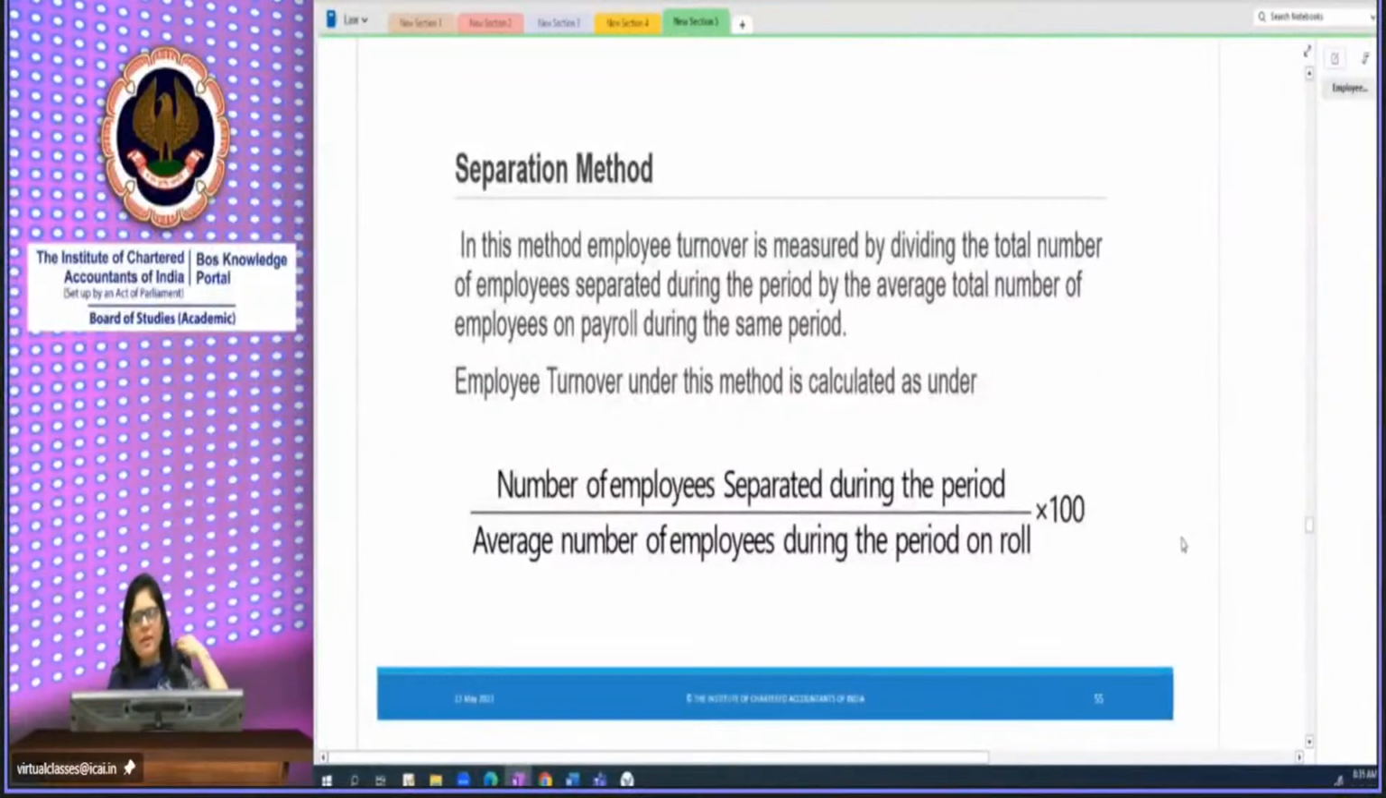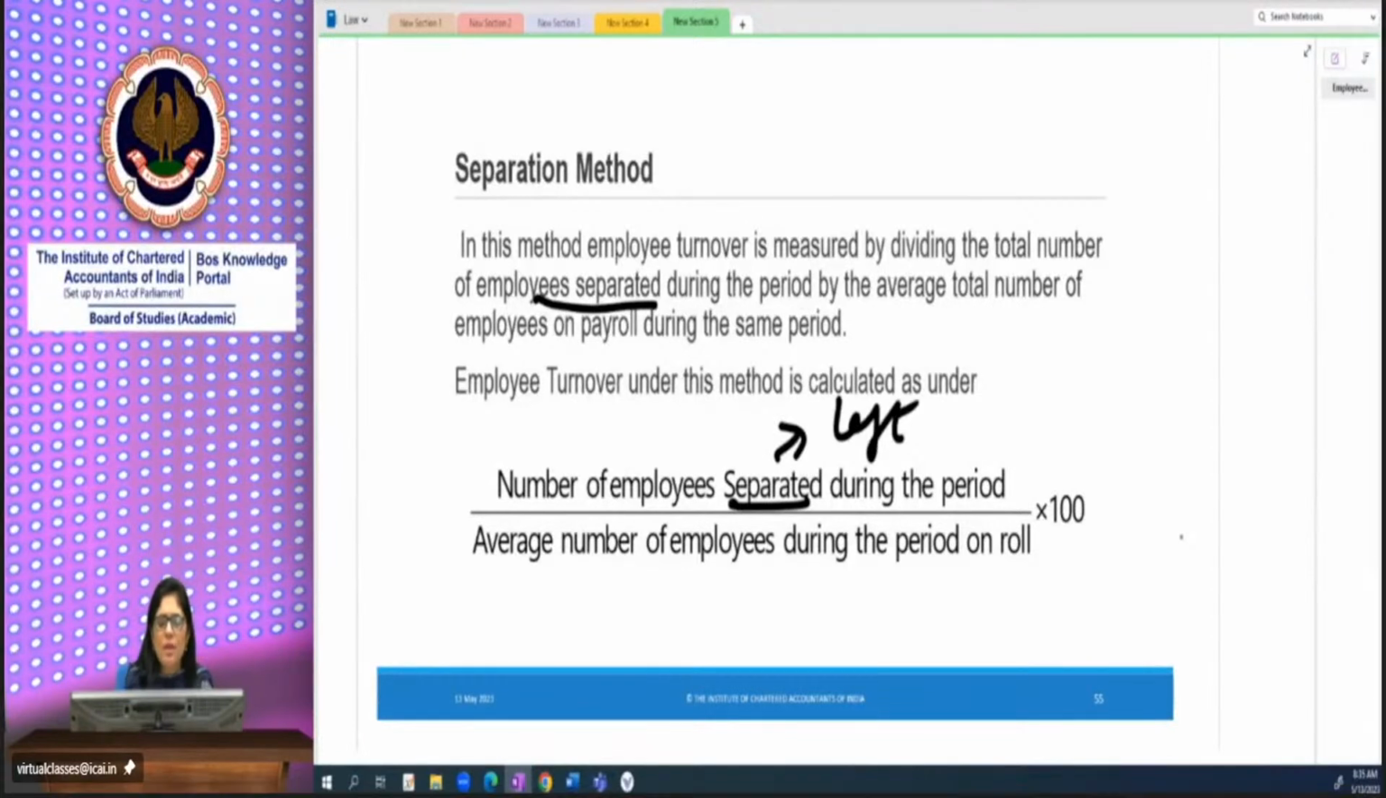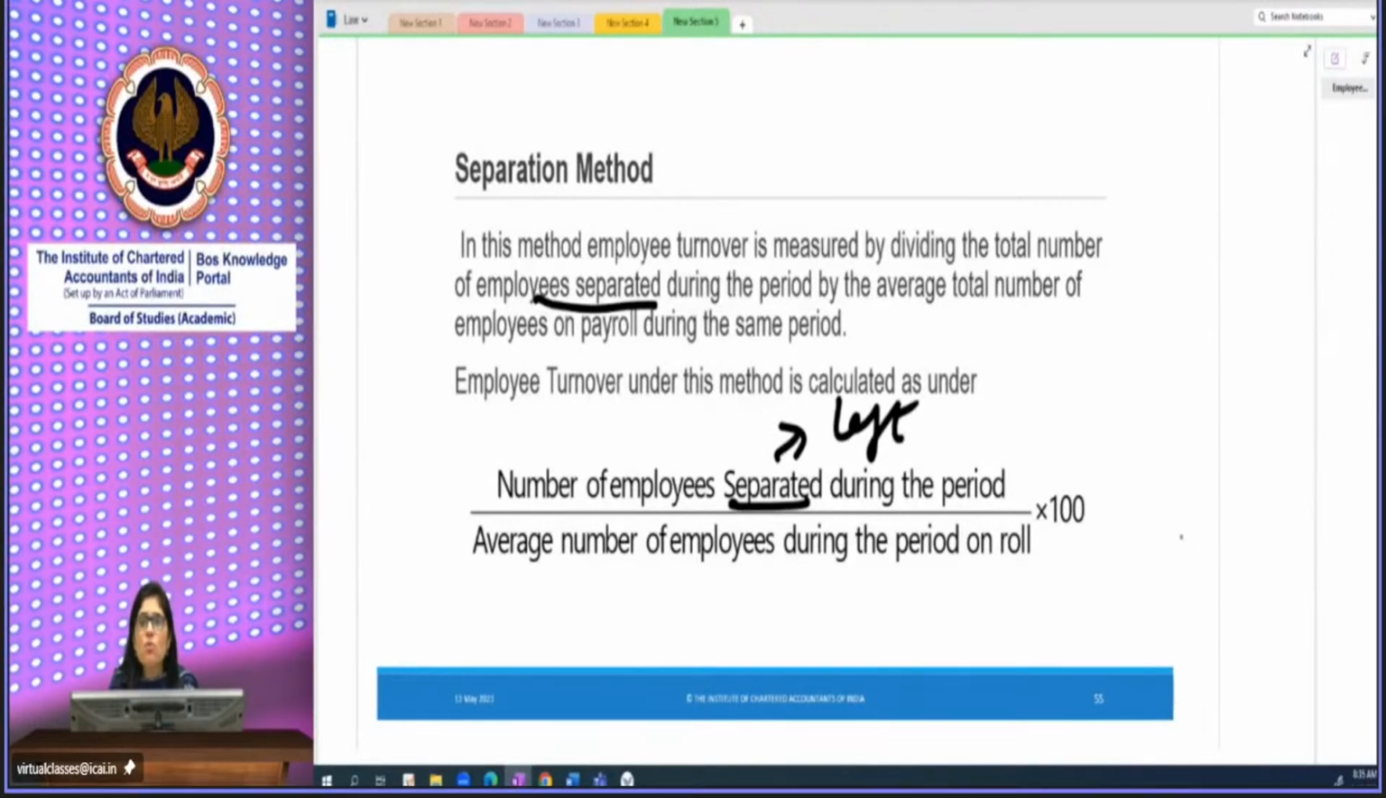Moving on to the separation method. In this method, employee turnover is measured by the number of employees separated. Separated means left. It is the number of employees who have left divided by the average number of employees on roll during the period. Let me give you one example. Just calculate. Employees left is 100.